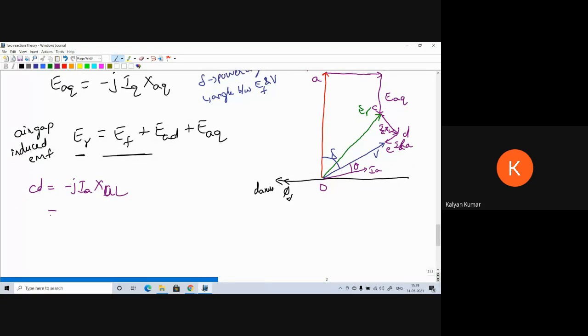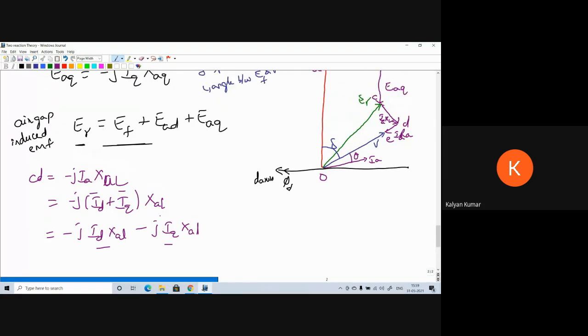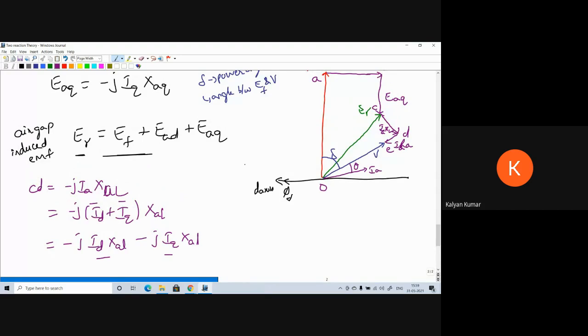Now, this IA can be written as ID plus IQ into XAL. So, minus J ID XAL minus J IQ XAL. So, the leakage reactance drop is also resolved into two components, one along the direct axis, one along the quadrature axis. So, ID XAL will be perpendicular to ID.